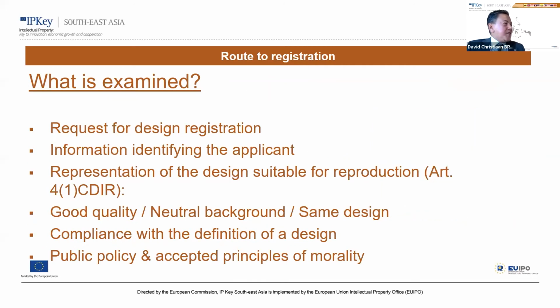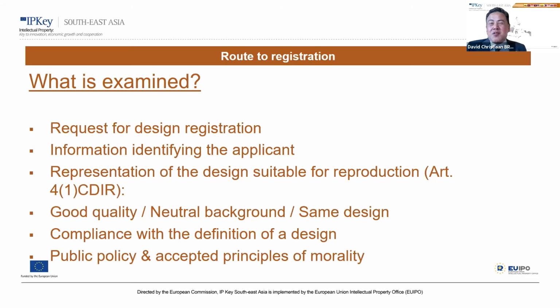Right. Then we go to the design application. What to explain, what is that in the EUIPO, what we do and what we do not do. So what are we examining when we have a design application? First, it has to say really that it is a design registration request. Obvious, but it has to say so. We have to have information identifying the applicant. It has to be the correct information. There has to be a design which is suitable for representation.